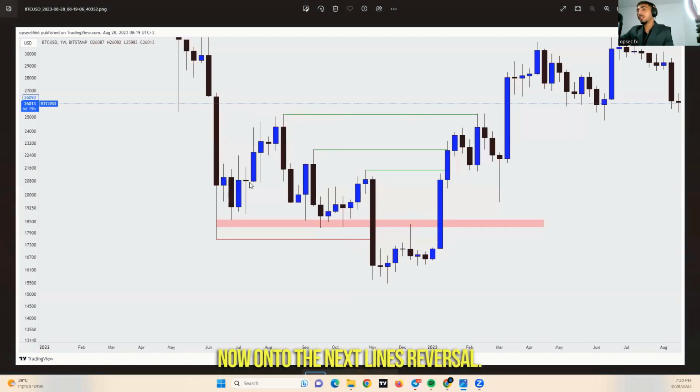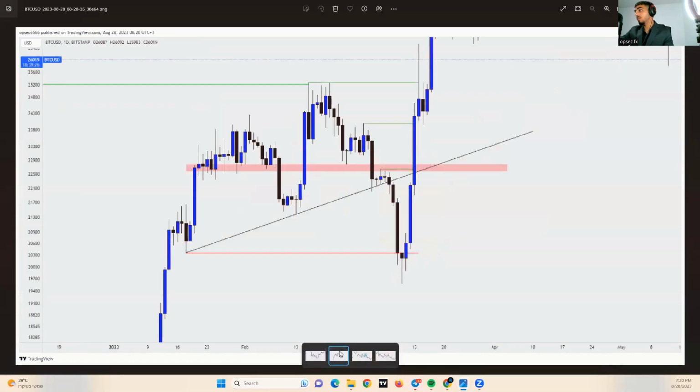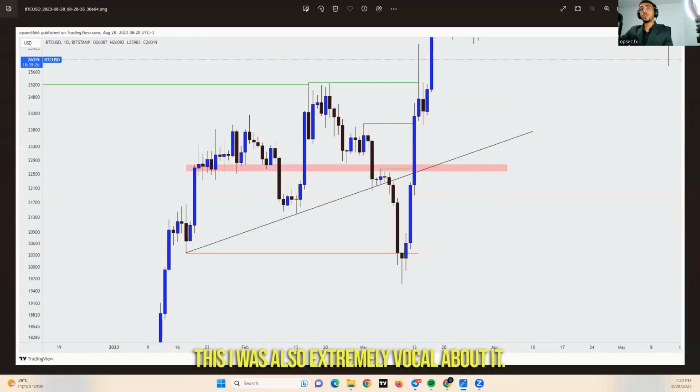Now on to the next lines reversal. I was also extremely vocal about this. I called it beforehand. It's my pinned tweet on my Twitter. If you go to my pinned tweet, this is not by coincidence. There are about 7 predictions in my pinned tweet, and every single one of those predictions played out completely. Every single one of them.